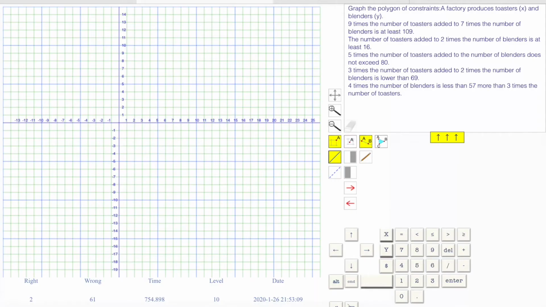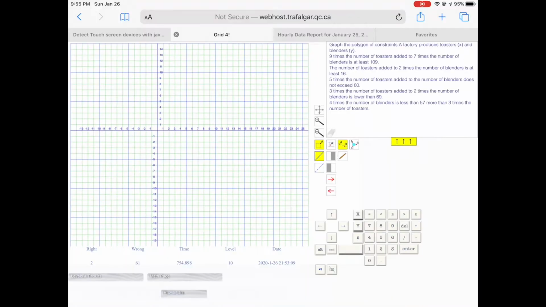Here's a level 10 type question. We want to graph the polygon constraints. A factory produces toasters X and blenders Y. 9 times the number of toasters added to 7 times the number of blenders is at least 109. 9 toasters are 9x.